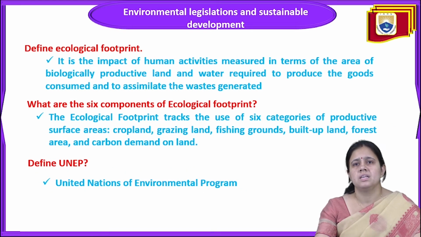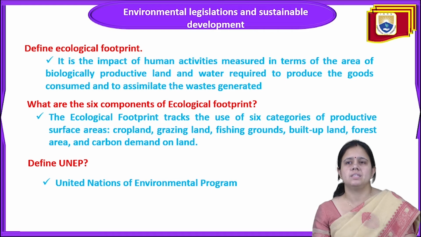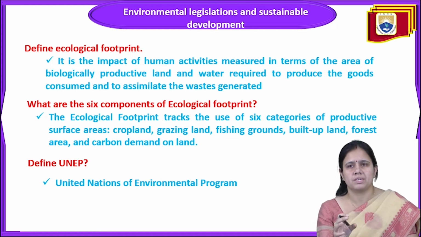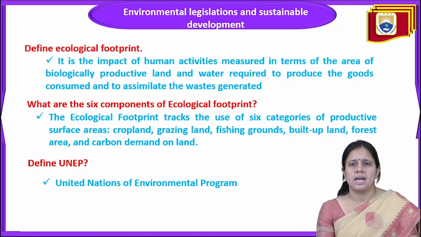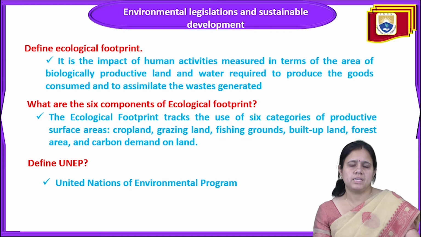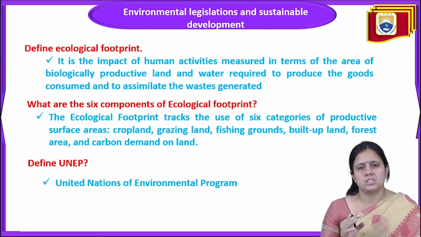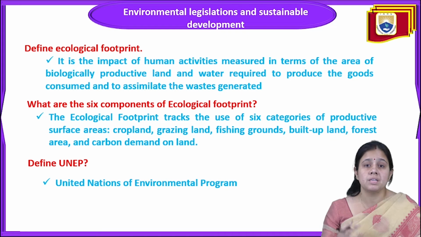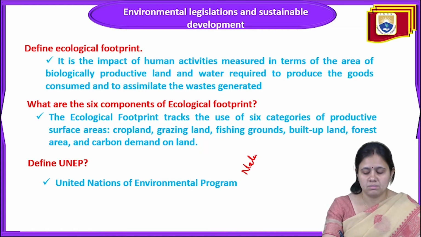Now comes the next thing, that is ecological footprint. Define the term ecological footprint. Ecological footprint is basically a measure of human activity, in terms of the area of biologically productive land and water required to produce the goods consumed and to assimilate the waste generated. In normal language, ecological footprint is our demand on nature, meaning how much natural resources a human is consuming. The natural resources a human consumes is called the ecological footprint.